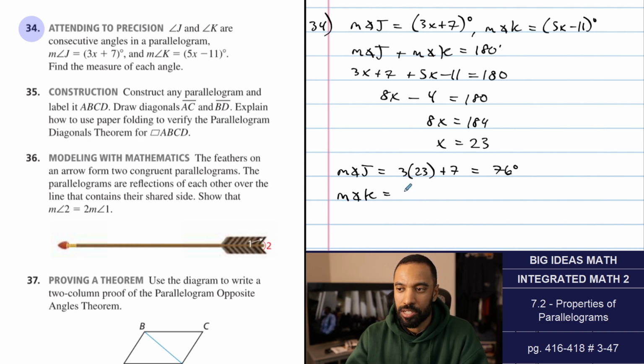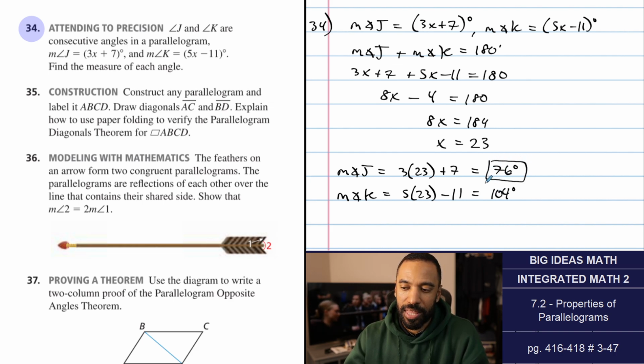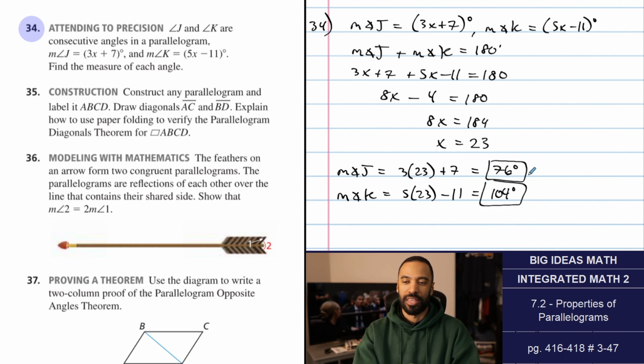I want to know that my 23 was correct. 5 times 23 minus 11 is 115 minus 11, which is 104 degrees. Now, 76 and 104 are supplementary. They add to 180, so therefore that looks very good.